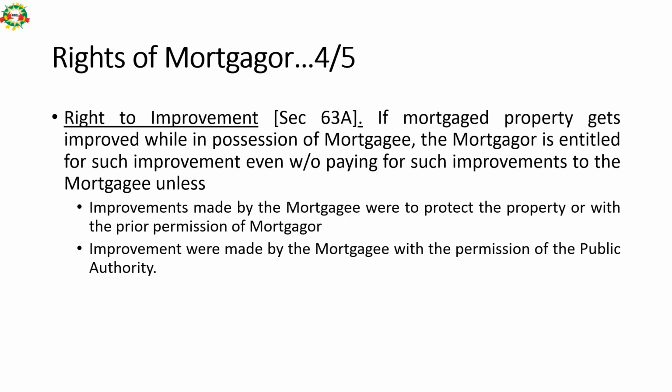Right to improvement, section 63A. If the mortgaged property gets improved while in possession of the mortgagee, meaning the lender, the mortgagor is entitled to such improvement even without paying for it to the mortgagee, unless the improvement made by the mortgagee was to protect the property or was made with the prior permission of the mortgagor. The second circumstance could be that improvements were made by the mortgagee with the permission of a public authority.